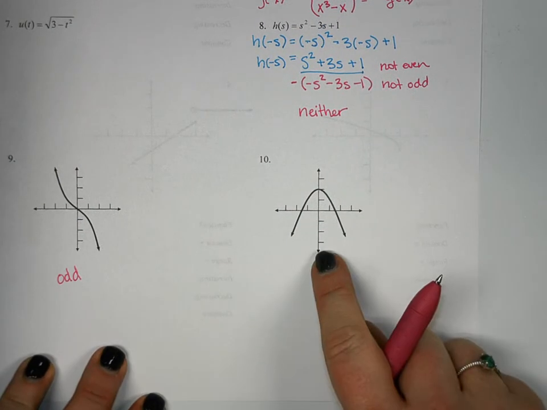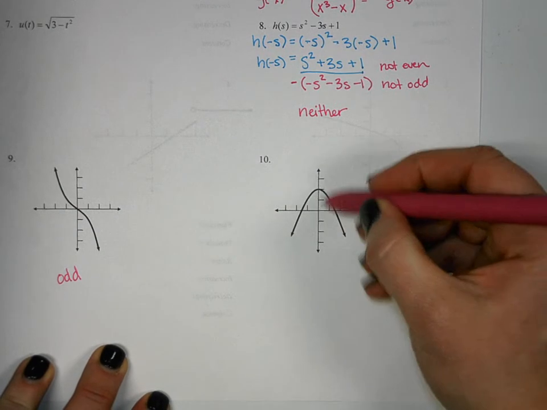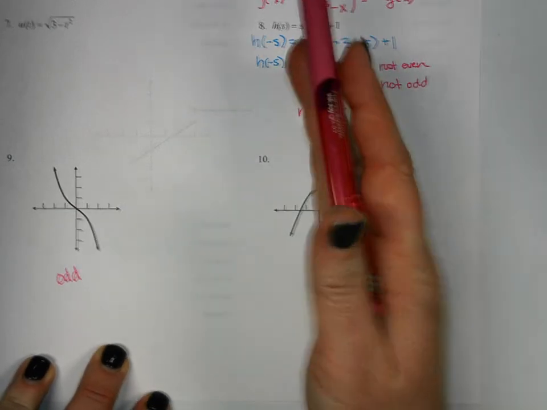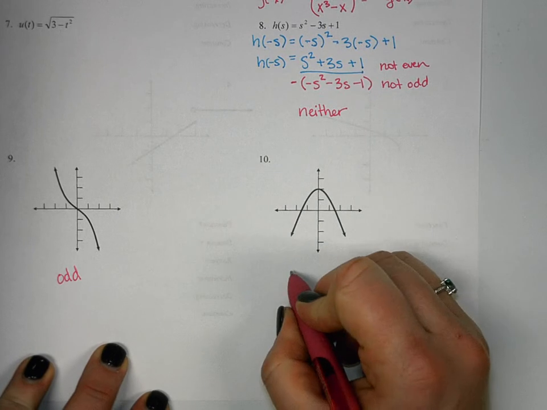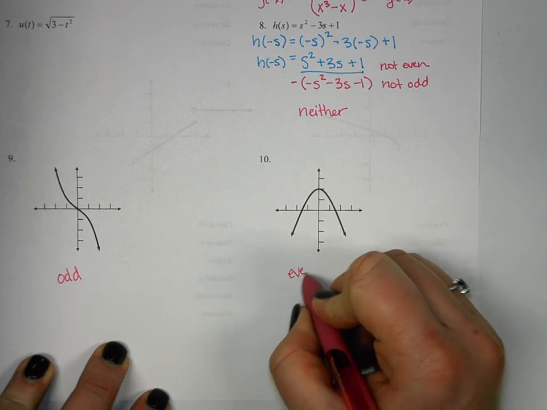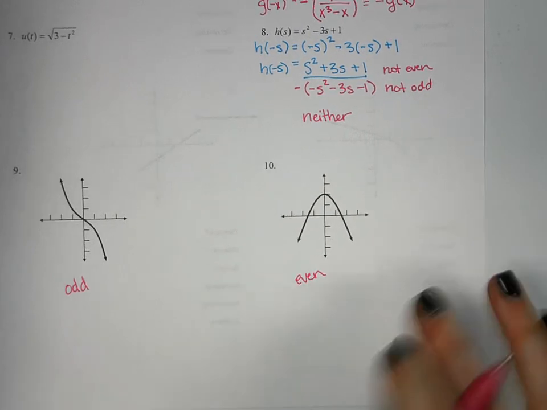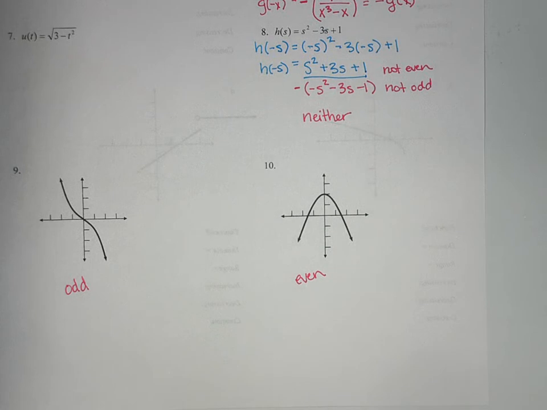Here we have a parabola, which has its center on the y-axis. So if we put a mirror up here and reflect it, it is symmetrical about the y-axis, making it even. So when you have the graph, you can look simply at the symmetry around the origin or the y-axis.